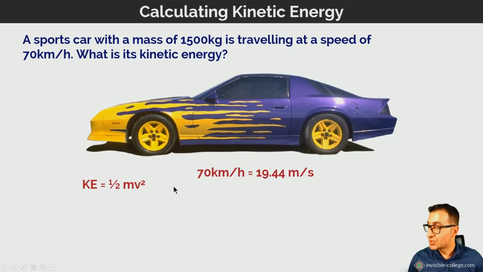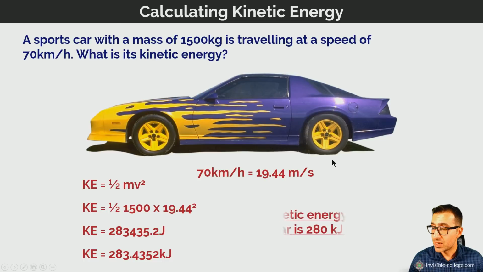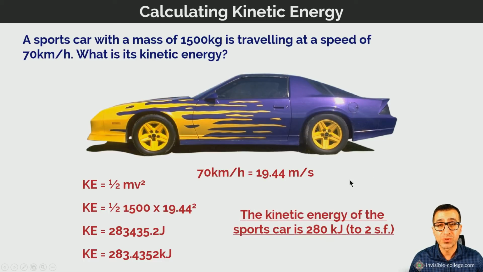Okay, so let's substitute some values here. So we have the speed of the object, 19.44. We have the mass, 1,500 kilograms. We substitute those into the equation. We can evaluate, and we get a kinetic energy of about 283.4 kilojoules. So this is to two significant figures, this would be 280 kilojoules.